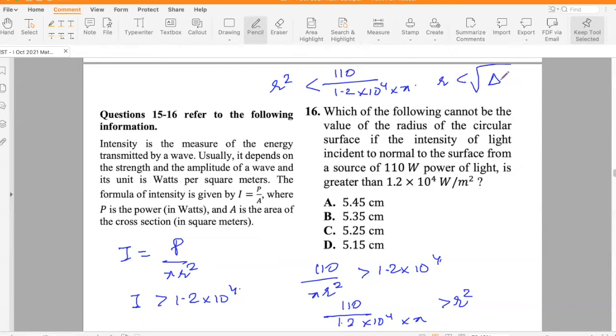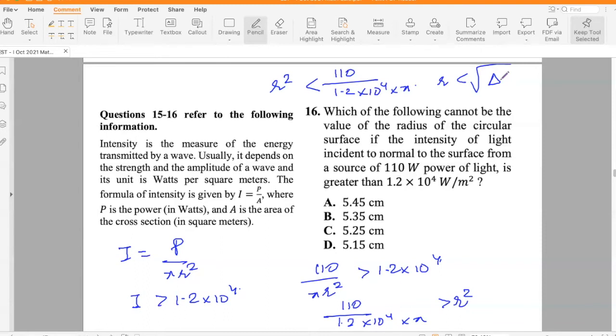So we have 110 divided by 1.2 into pi. Okay, so that's this, and this into 10 to the power minus 4. So this divided by this, okay, and then 0.0029. So square root of 0.0029.